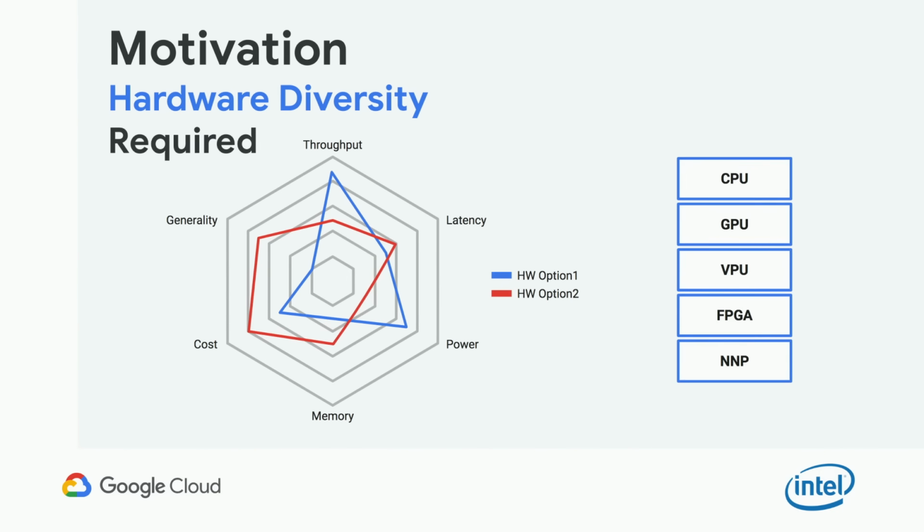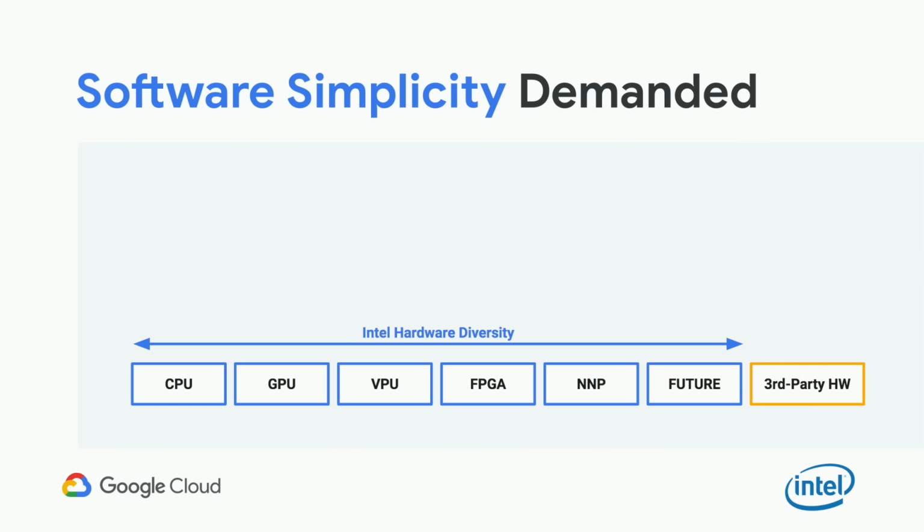Intel provides a diversity of hardware that can be used for artificial intelligence. Each one has different strengths, such as better throughput, better latency, or better power, or better memory, or better cost, or better generality, depending on the specific application. Intel's AI hardware products include the various types of CPUs for both data center and client, GPUs, VPUs or visual processing units, FPGAs, and NNPs or neural network processor accelerators.